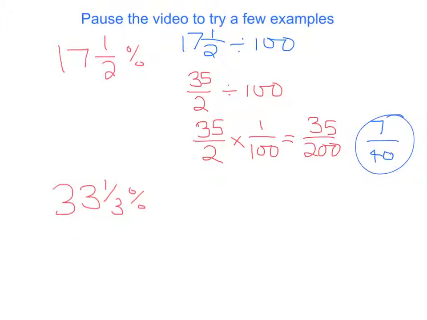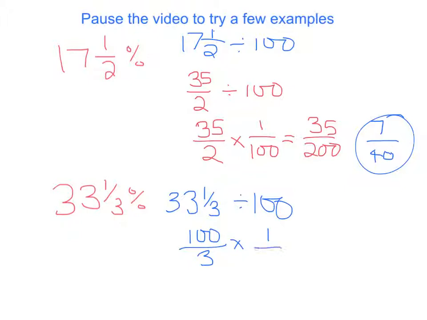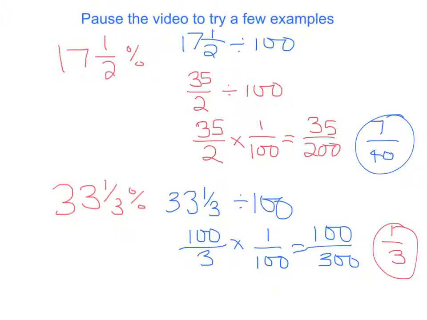For the next example, you have 33 1/3 divided by 100. We're going to write 33 1/3 as 100 over 3. We multiply by the reciprocal, and so you have 100 over 300, which simplifies to 1/3.